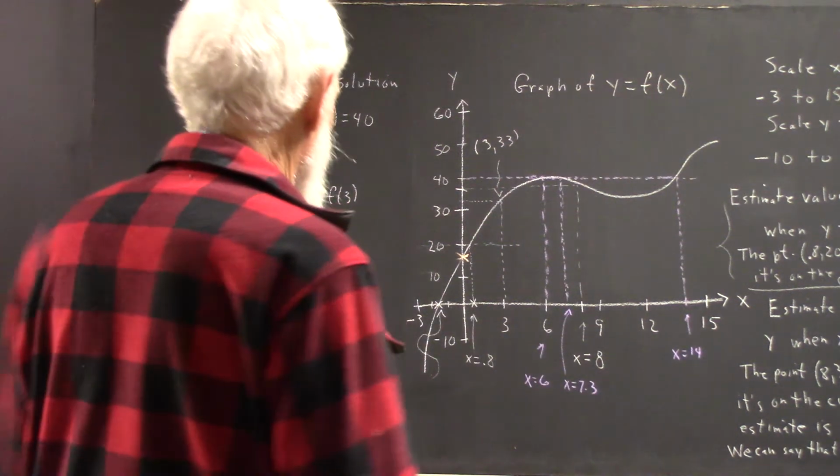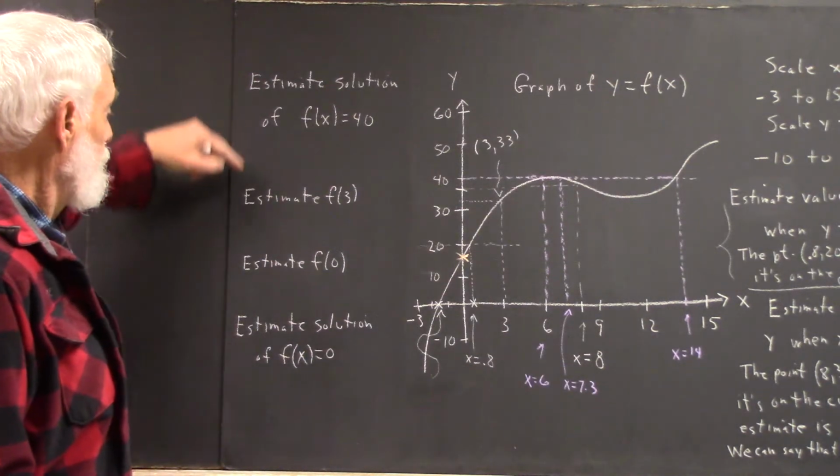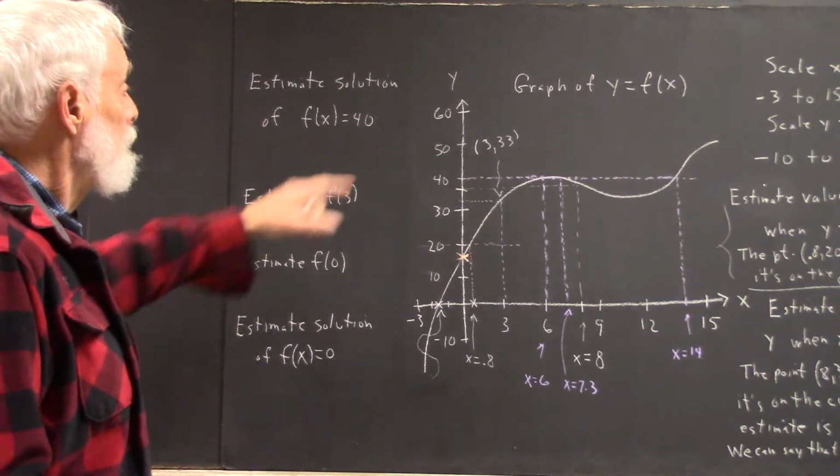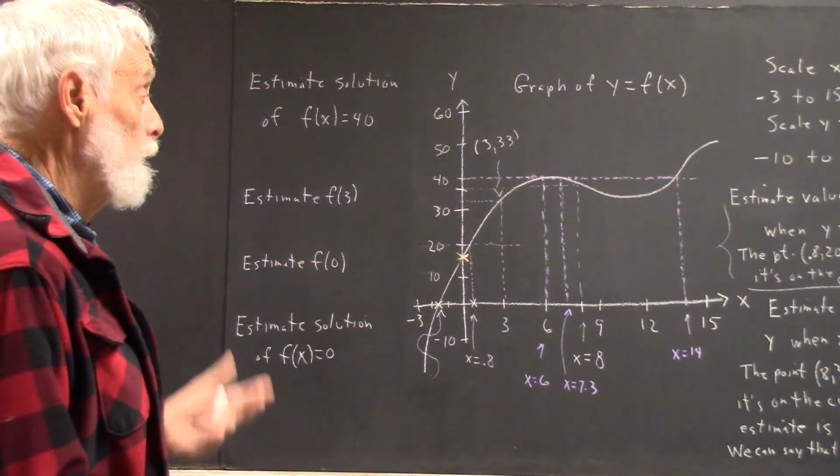A little more notation around the questions that we've already seen on this particular graph. Okay?